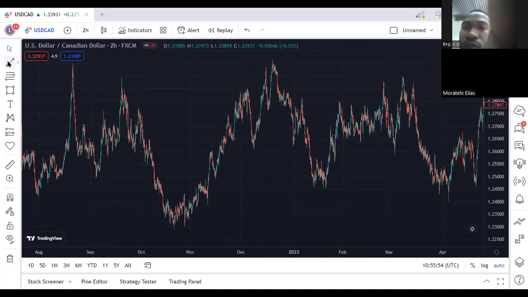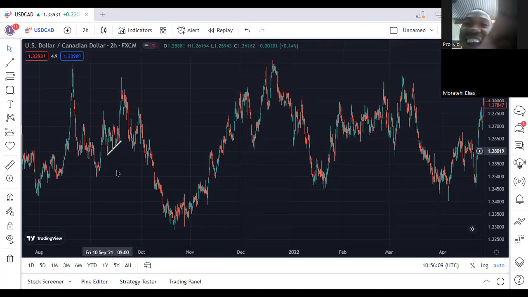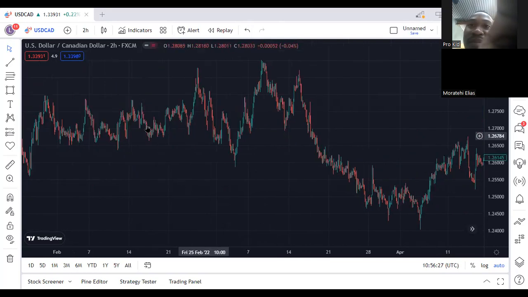Look at this. Here is another trend line here. Can you see it? This is the first time, this is the second time, this is the third time. We also have the fourth time the market pushed all the way up. Can you see it? Yeah, I can see. Look at what we have here, another one.